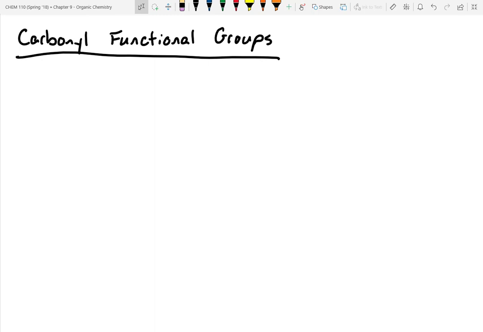All right, carbonyl functional groups have some sort of general formula that looks like this. Where you've got a CO double bond in it. So anytime you see a CO double bond, you've got a carbonyl functional group. However, there's a whole bunch of different types. So let's look at the different types.